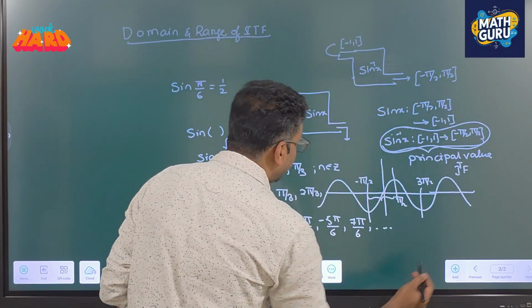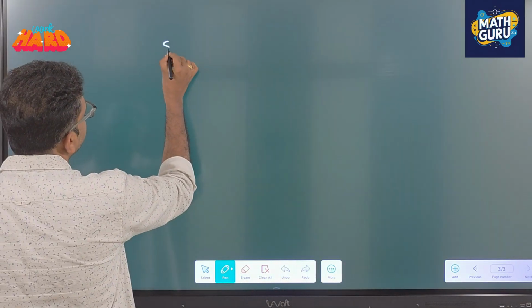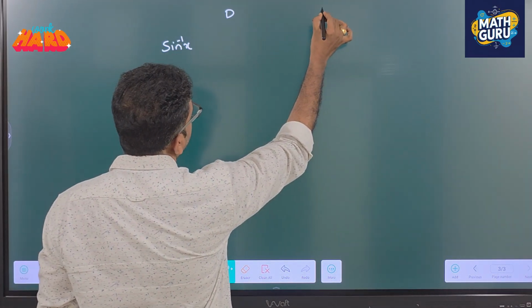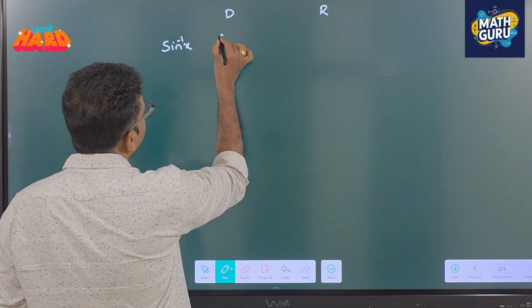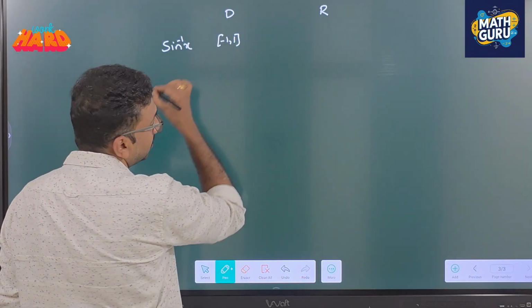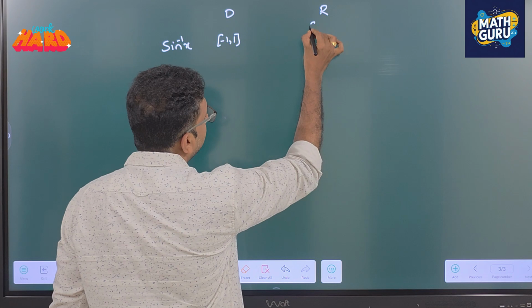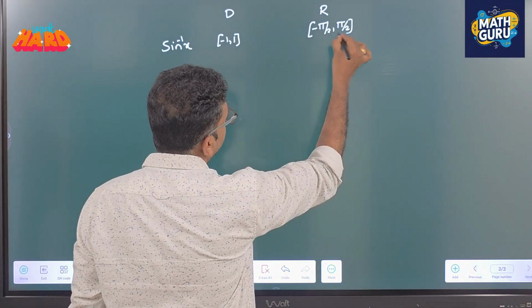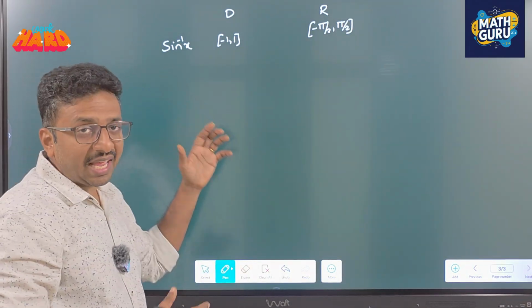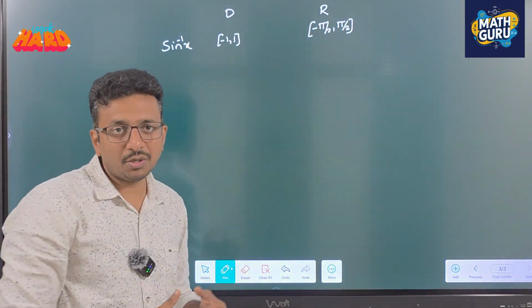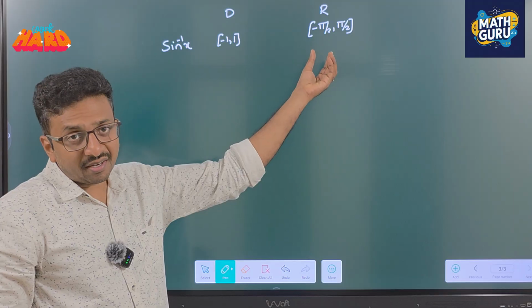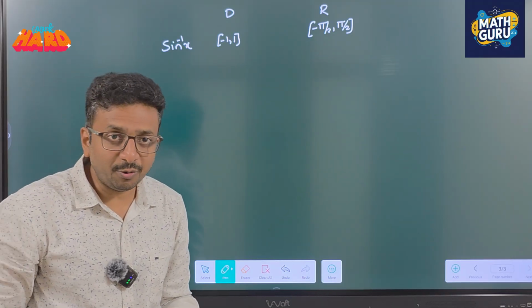So for sine inverse x, the domain is minus 1 to 1 and the range is minus pi by 2 to plus pi by 2. That means the numbers that sine inverse can take are minus 1 to 1 and the answers that come out of sine inverse range from minus pi by 2 to pi by 2.